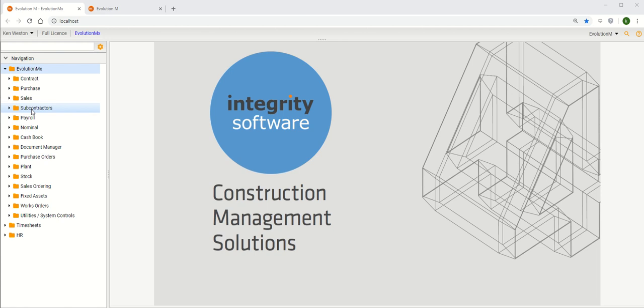The systems are online in terms of being able to verify subcontractors' details against HMRC and also for the submission of the CIS return, the online filing.